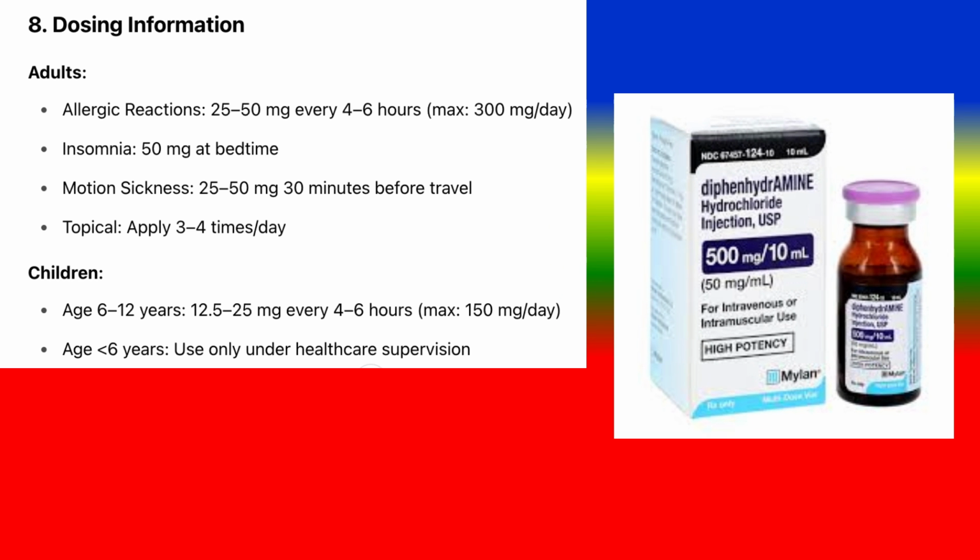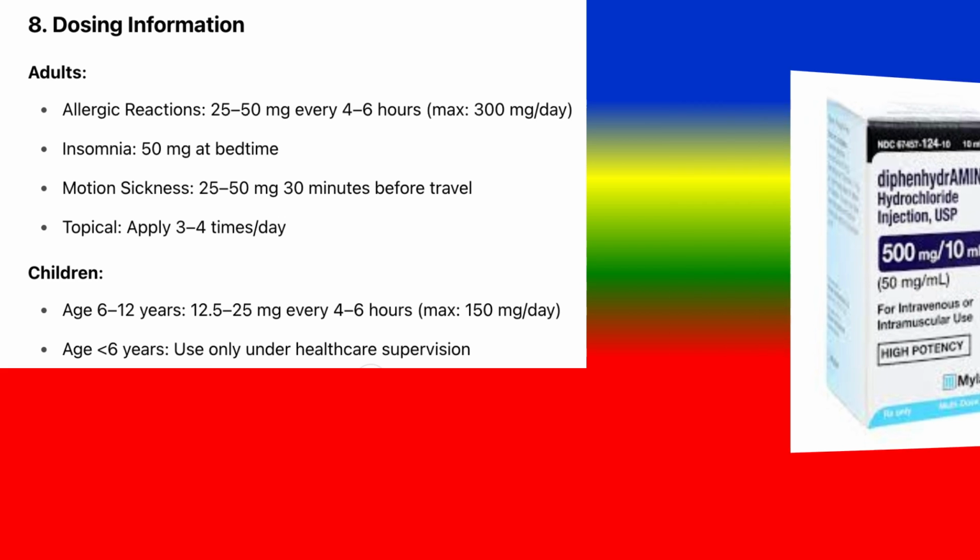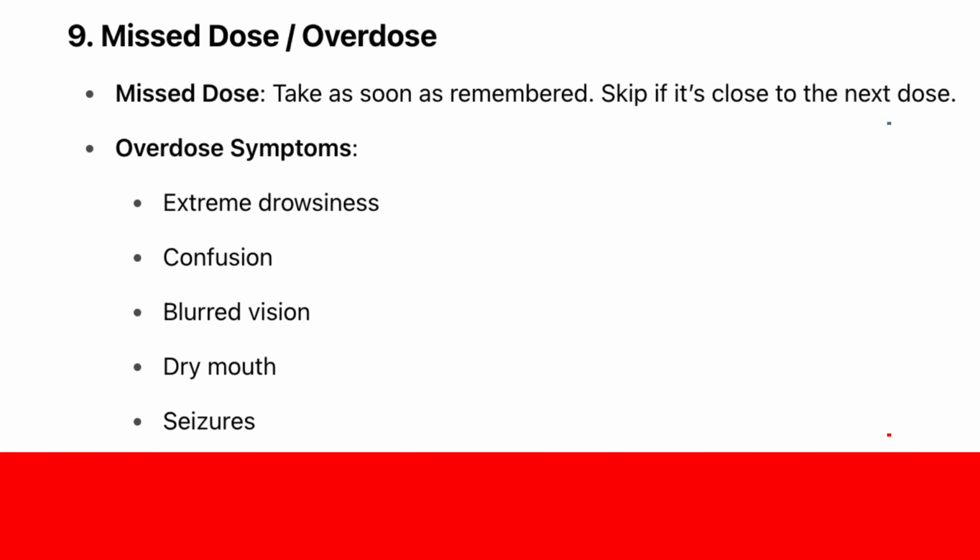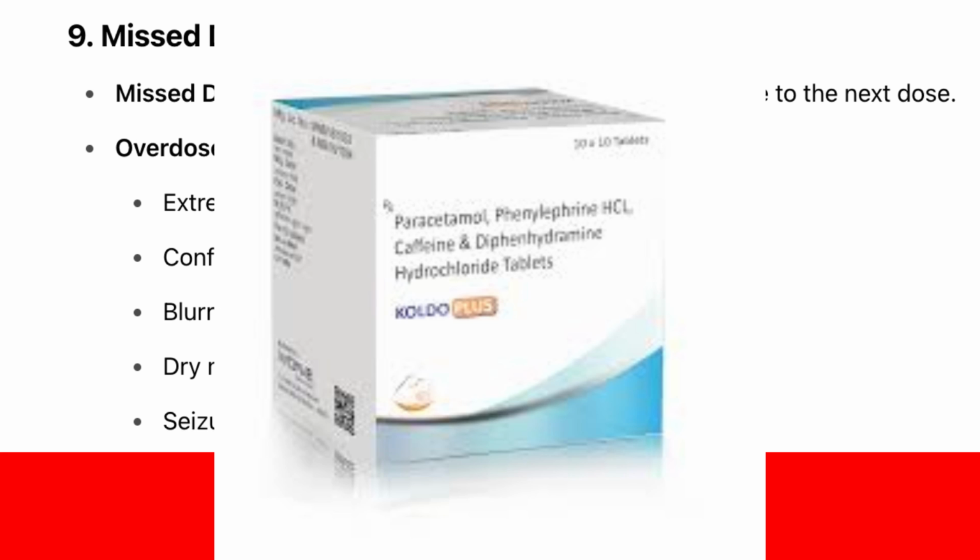Children, age 6 to 12 years: 12.5 to 25 milligrams every 4 to 6 hours, max 150 milligrams per day. Under age 6 years, use only under healthcare supervision. 9. Missed dose, overdose. Missed dose: take as soon as remembered. Skip if it's close to the next dose.